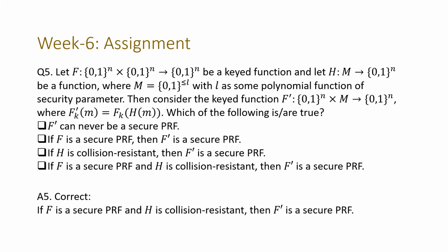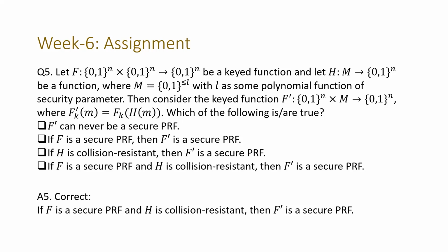Because the hash function is not collision resistant, the adversary is able to come up with a pair M1, M2 such that H of M1 is equal to H of M2. Then the adversary can query the challenger with the message pair M1 and M2 and see whether it is getting the same output from the challenger. If it is, it will conclude that it is interacting with a PRF. Otherwise, it will conclude that it is interacting with a truly random function.